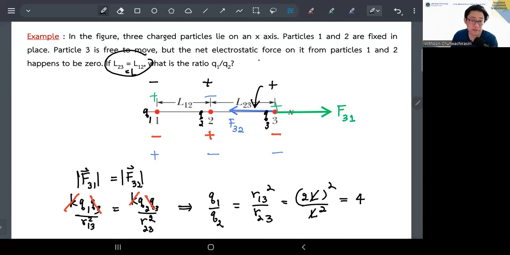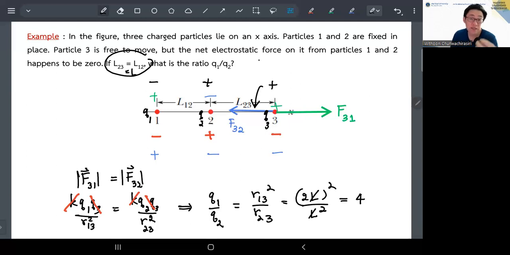Which makes perfect sense. Q1 has to be stronger. The magnitude of Q1 is supposed to be bigger than Q2 because Q1 is further away. So you want to compensate the further distance by having a bigger charge on it. That's why Q1 is 4 times bigger, all right? Because it's the inverse square law. Okay, does that make sense?